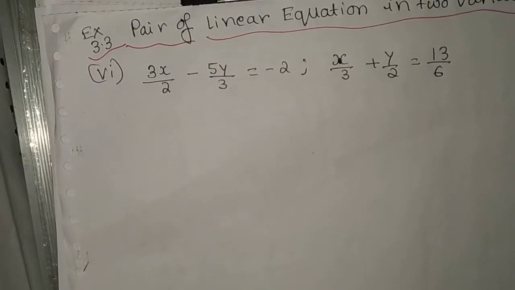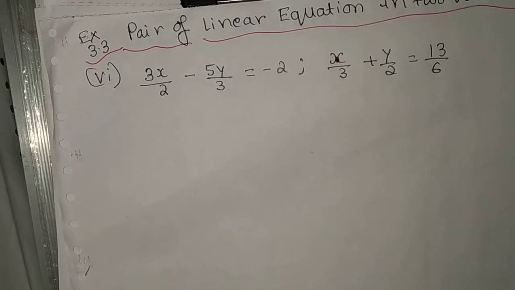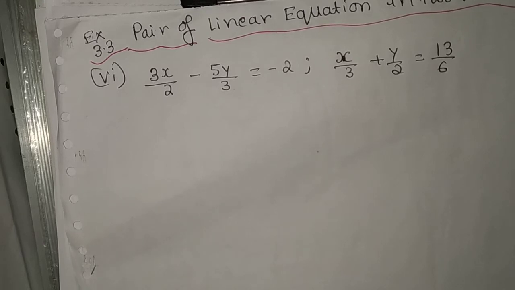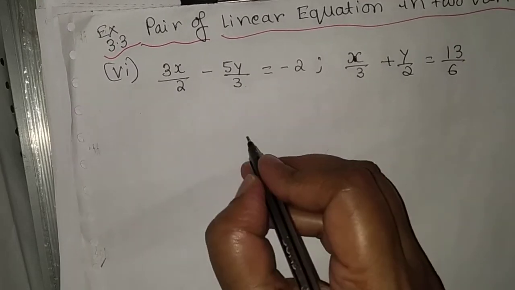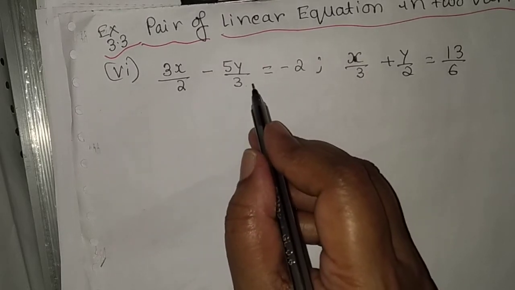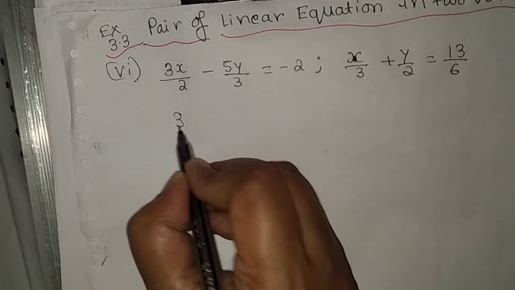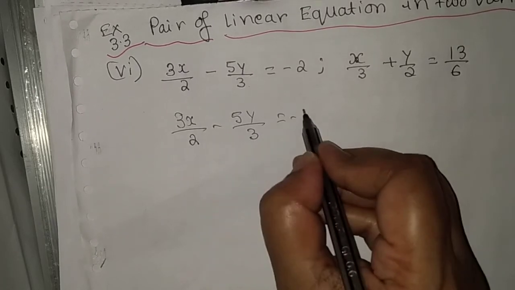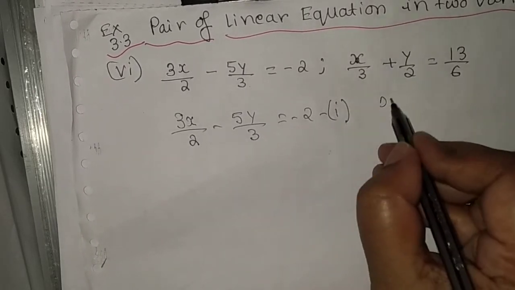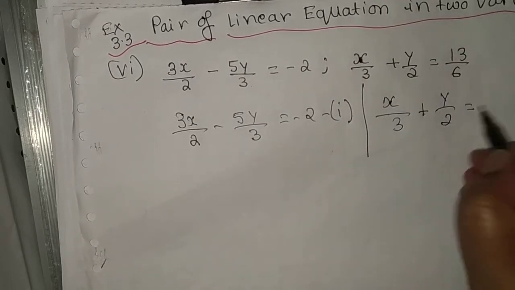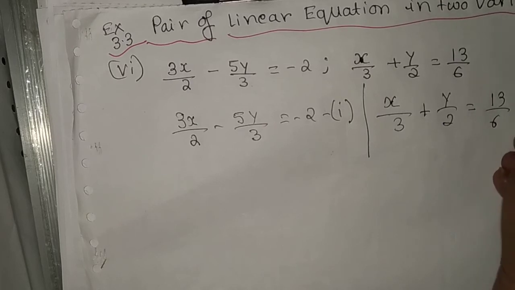We move on to the sixth problem. The sixth problem is in the fraction form, so we'll see how to solve this one. We'll start the problem directly. First, we have to give numbers to the equations. This one is equation 1, and x by 3 plus y by 2 is equal to 13 by 6 as equation 2.